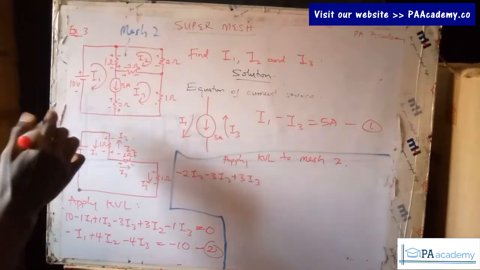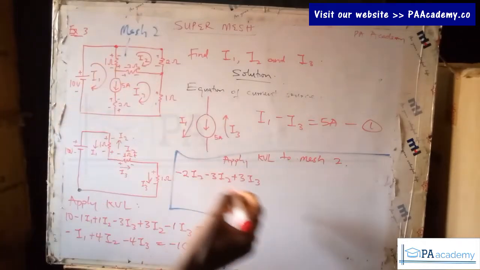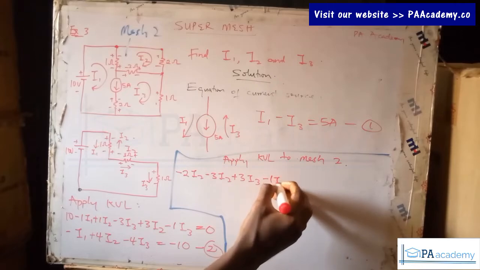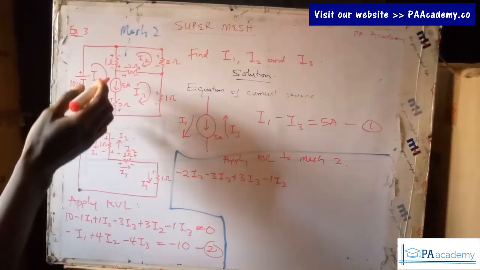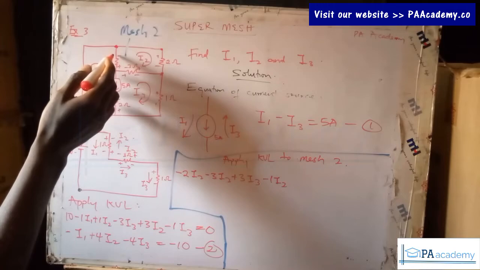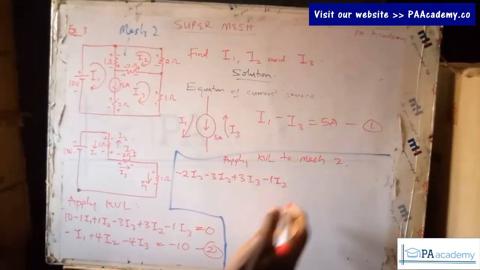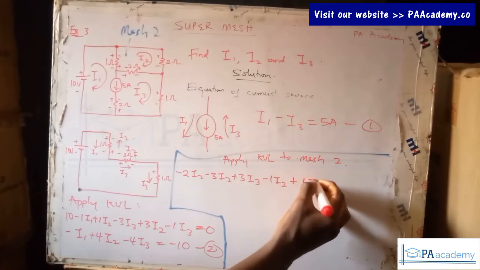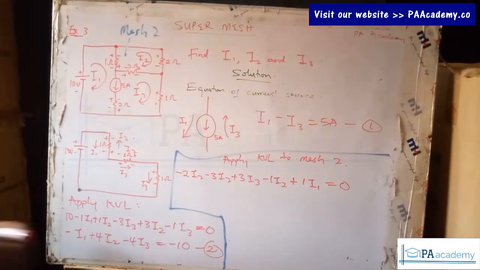Now let's come to the 1 ohm resistor. From positive to negative, so that's going to be minus 1 I2. The current at that point is I2. While from negative to positive, due to current I1, that will be plus 1 I1 equals 0. So let's rearrange and simplify this.